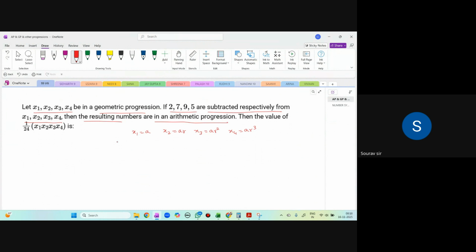So these are in GP. Now if I subtract 2, 7, 9, 5, then I get A minus 2, AR minus 7, AR square minus 9, and AR cube minus 5. Now this would be in AP. So if this is in AP, then I have to find the value of A and R from here, right? So how do I find the value of A and R if this is in AP?